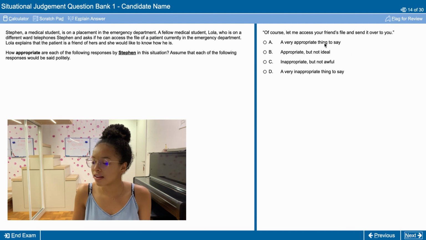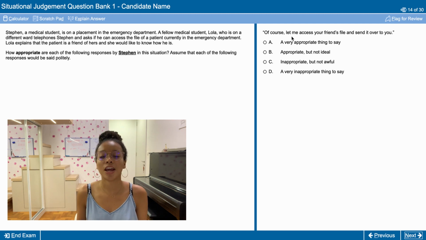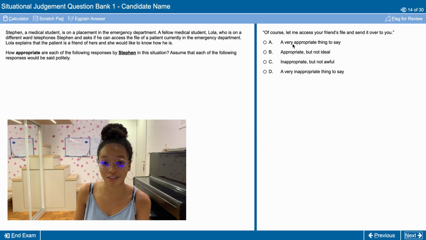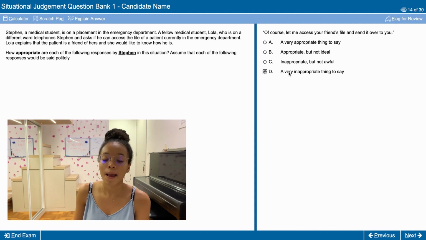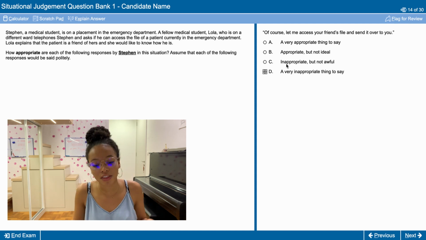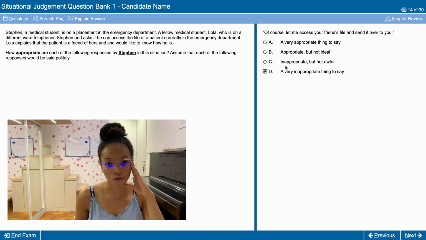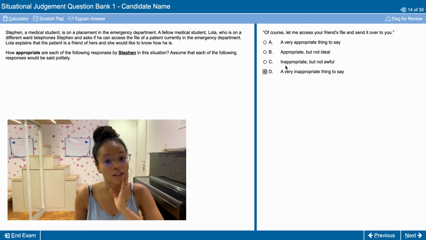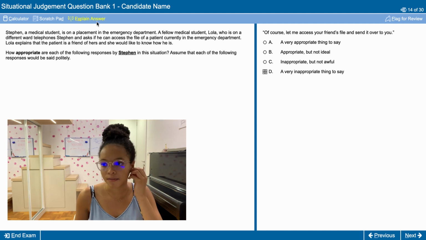Okay, the next is, of course, let me access your friend's file and send it over to you. So this is one of those things again where it's 100% the answer. This is a very inappropriate thing to say because it breaches patient confidentiality, data protection, everything like that. He just bluntly breaches confidentiality for Lola. He shouldn't be doing this request. That's inappropriate. So this is D, 100%.